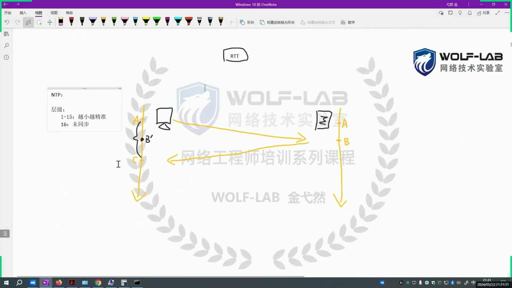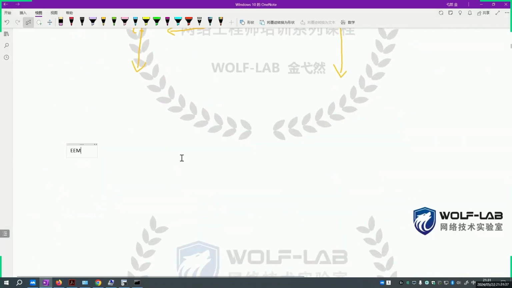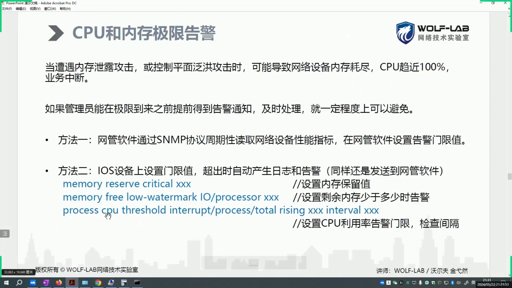Then if the memory falls below a certain level, trigger an alarm. If the CPU reaches that threshold, trigger an alarm. This is possible. And if you want to go advanced, you can trigger an action through these alarms, using something called EEM, which is like a trigger.